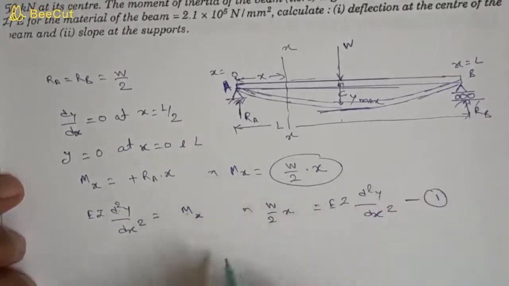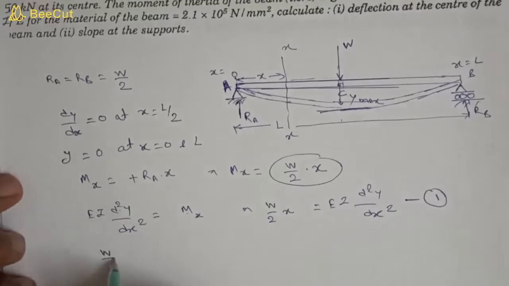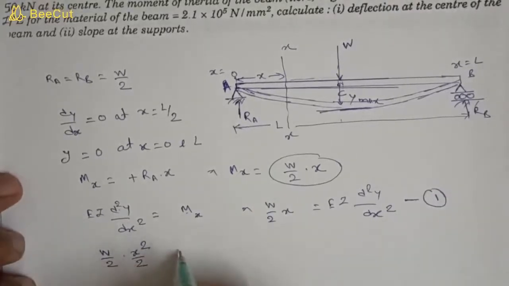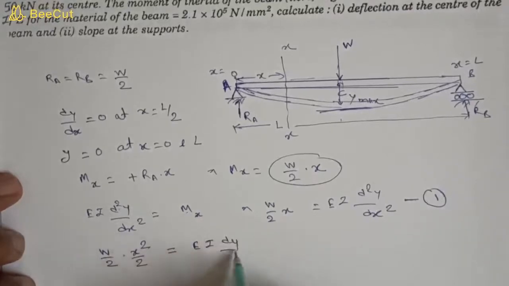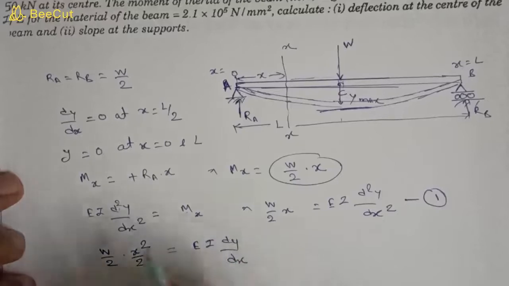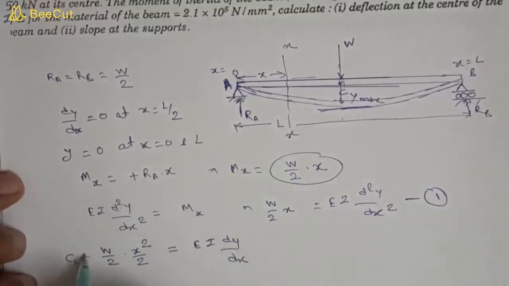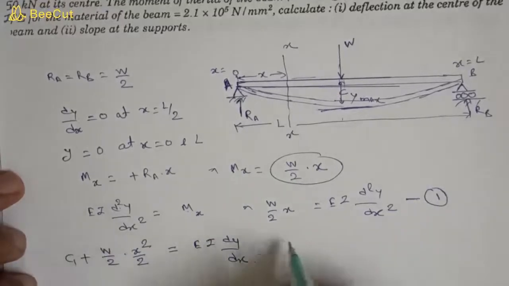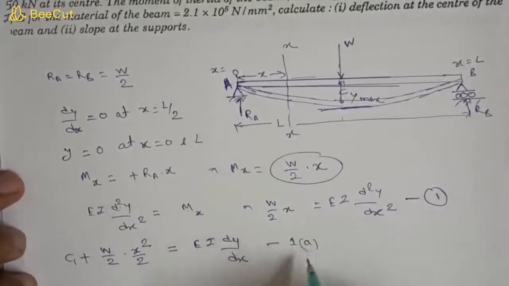If we do integration here, then we will get W by 2 into x square by 2 is equal to EI dy by dx, and a constant of integration will come here. So here C1 is the constant of integration, so this is equation number 1a.